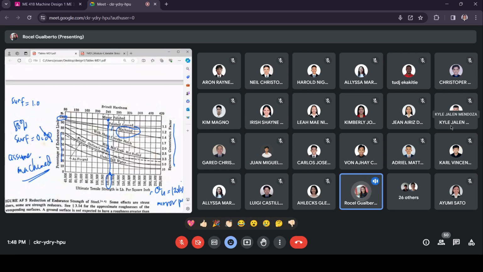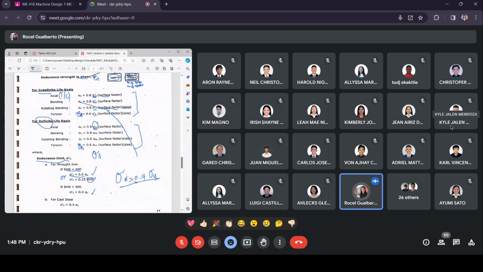You use figure AF5. Again, when you're using the value, you use the decimal equivalent. That is what we substitute, in the form of a decimal, not in the form of a percentage. So that would be the surface factor taken from figure AF5.